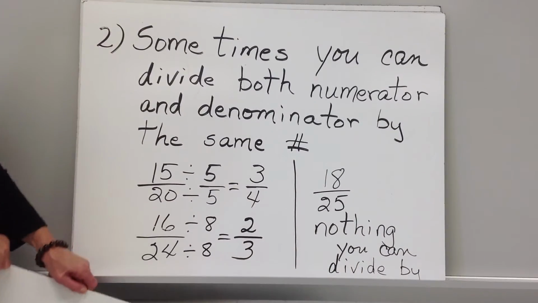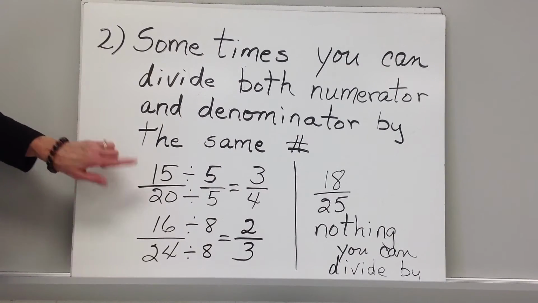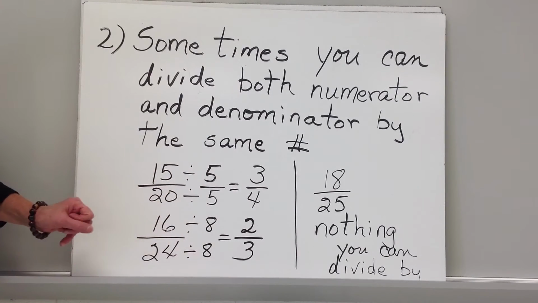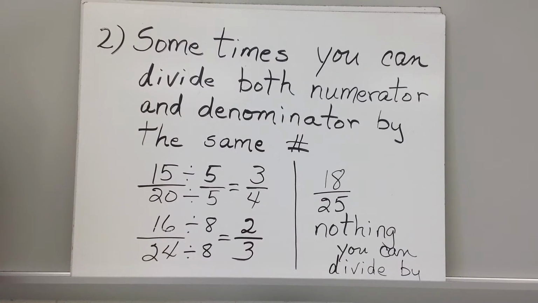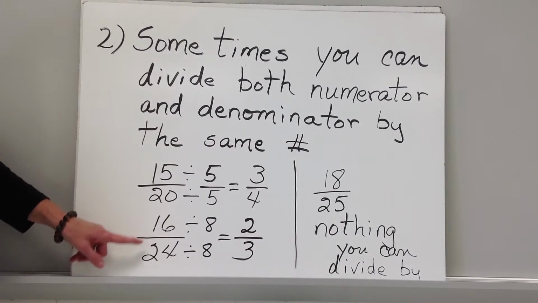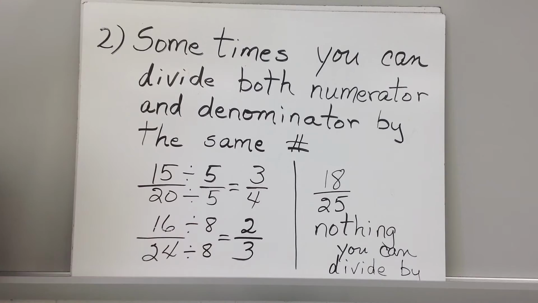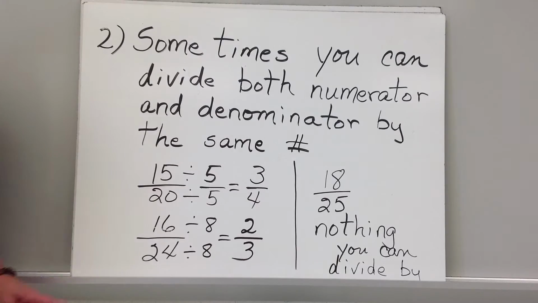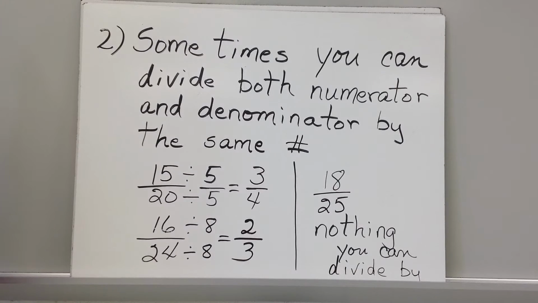Sometimes I can divide both the numerator and denominator by the same number. For example, I have 15 over 20. I could divide 15 by 5 and 20 by 5 and get 3 over 4. That means 3/4 is equivalent to 15 over 20. I could take 16 over 24 and I could divide both 16 and 24 by 8. 16 divided by 8 is 2, 24 divided by 8 is 3. So 2 over 3 is equivalent to 16 over 24.